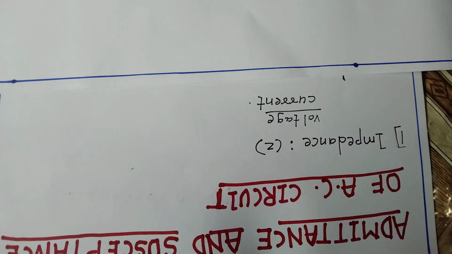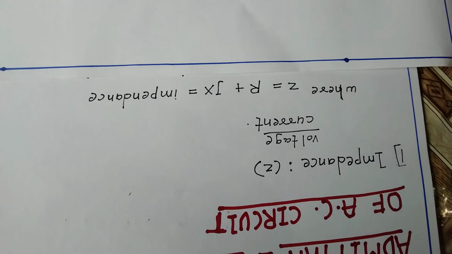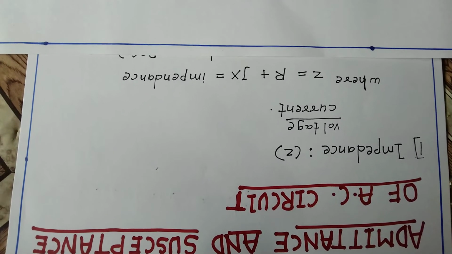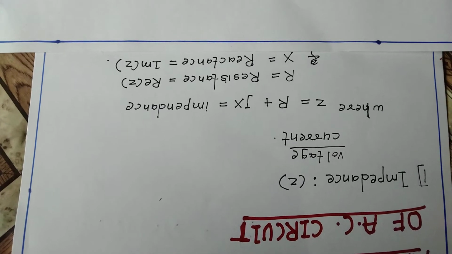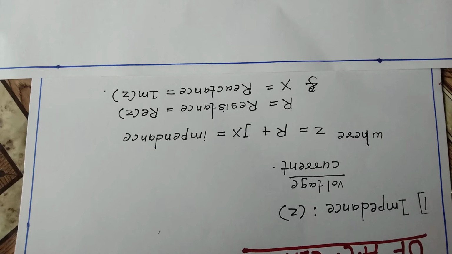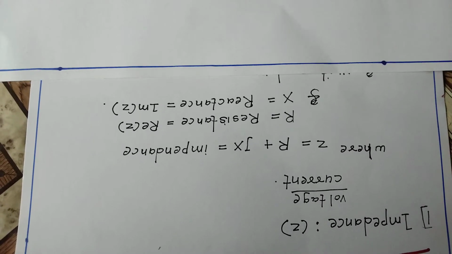Impedance is voltage divided by current, where Z can be written as R plus jX. R is resistance, which is the real part of Z, and X is reactance, which is the imaginary part of Z. Its unit is ohm.